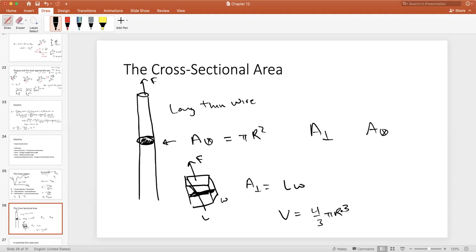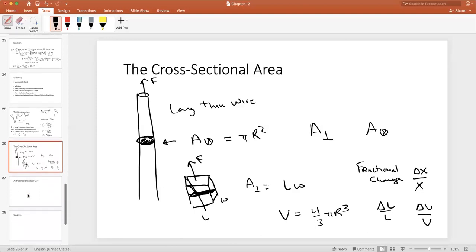But you guys will see that we almost always talk about a fractional volume and a fractional length change. So the last thing I want to say is the fractional change. Fractional change is delta x over x. So if I say delta L over L, that's the fractional length change. If I say delta V over V, that's the fractional volume change. Multiply that by 100% and you get the percent change. That's pretty easy. It's like what we've been doing in lab. Okay, so let's put this into action.